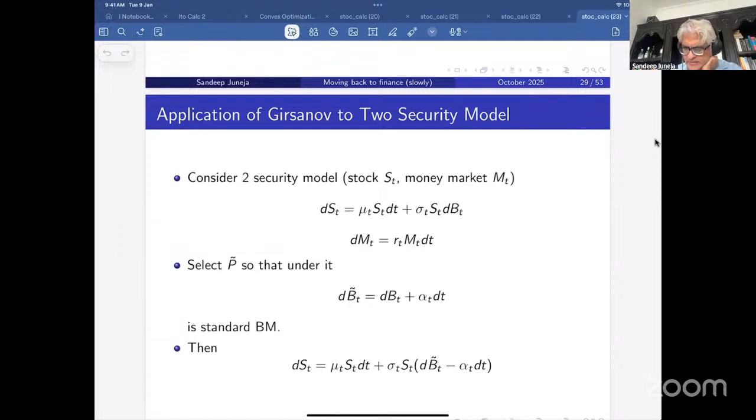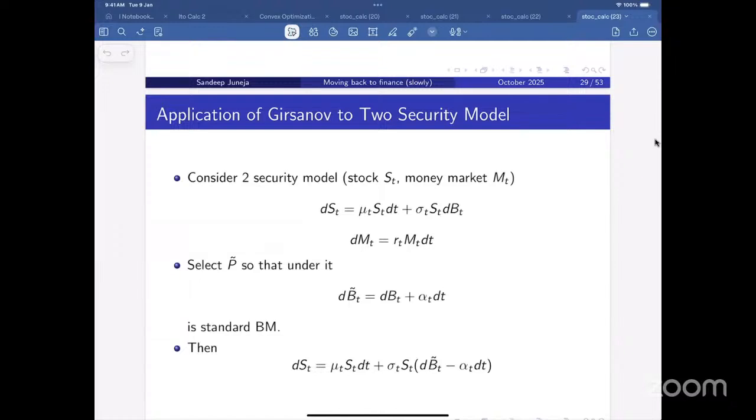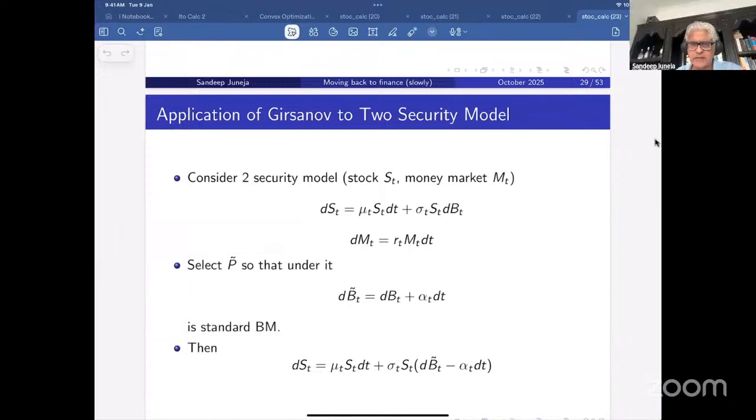Okay, so we had this two security model, right? dS_t is mu_t S_t dt plus sigma_t S_t dB_t. And then we had this money market, right? And then we said, okay, can we find a portfolio? Can we find a change of measure under which the stock price gives the same rate of return as the risk-free rate of return? So, the money market part is the risk-free part, right? Yeah, exactly.